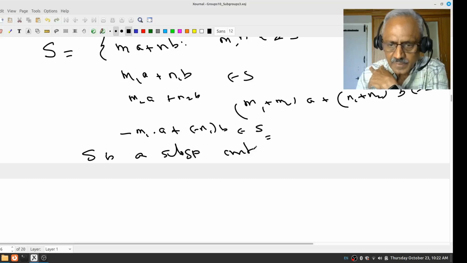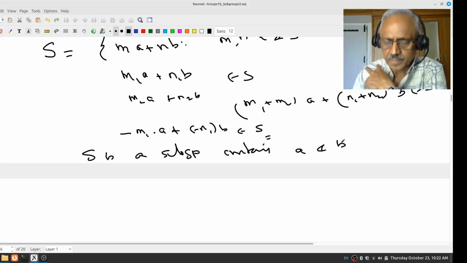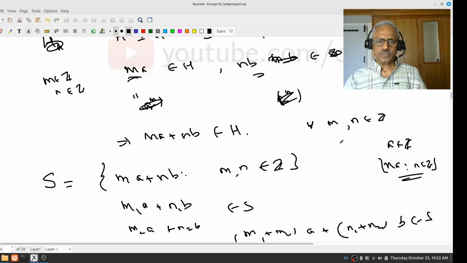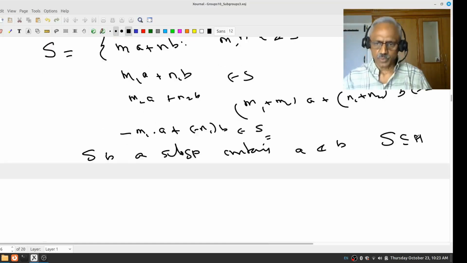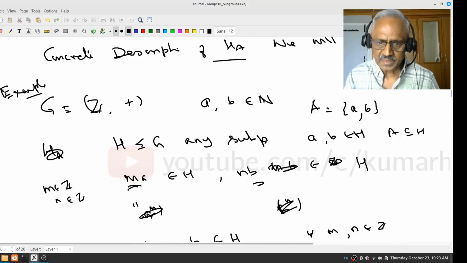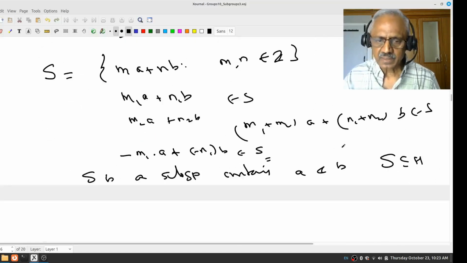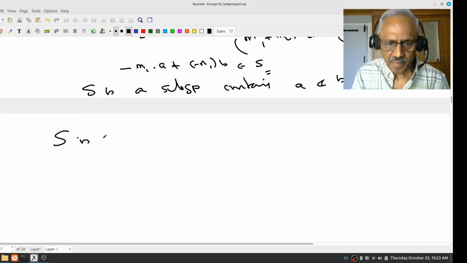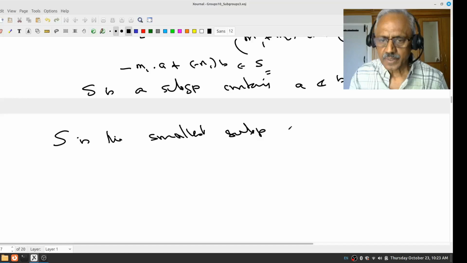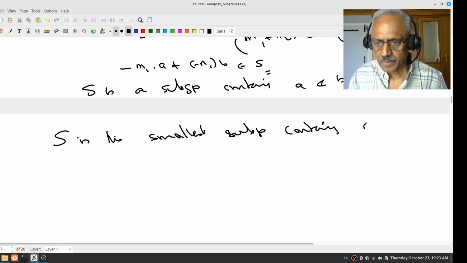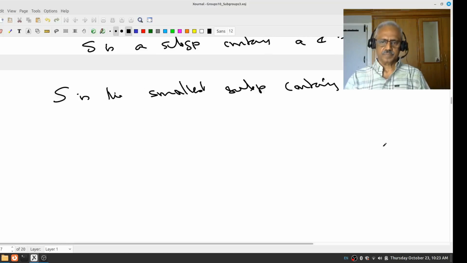Subgroup containing A and B. Now, where is it? This S is already in H. That means, give me any subgroup H of G which contains A and B, then this subgroup S is already in H. That means S is the smallest subgroup containing A and B. Right? This is the smallest subgroup of what?